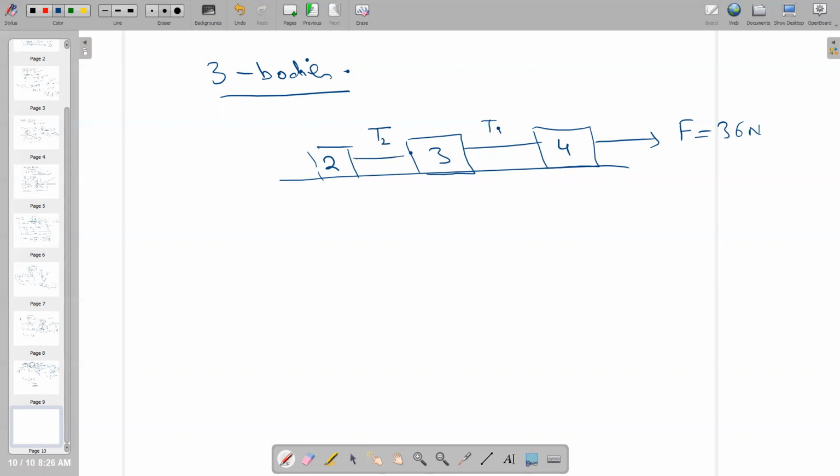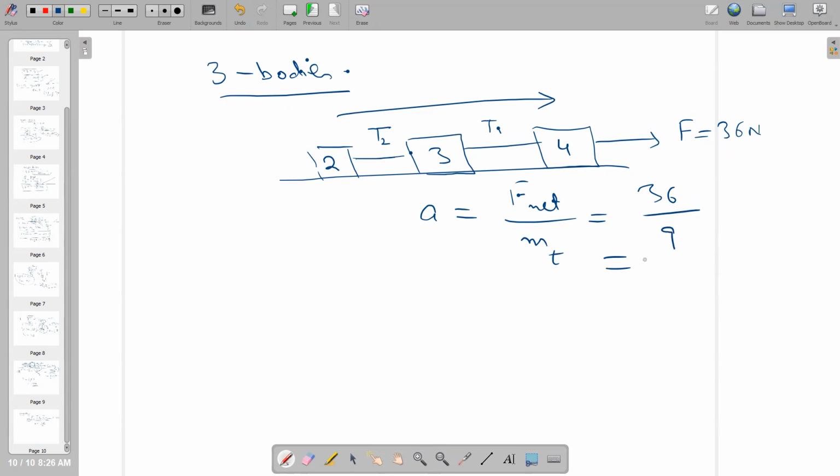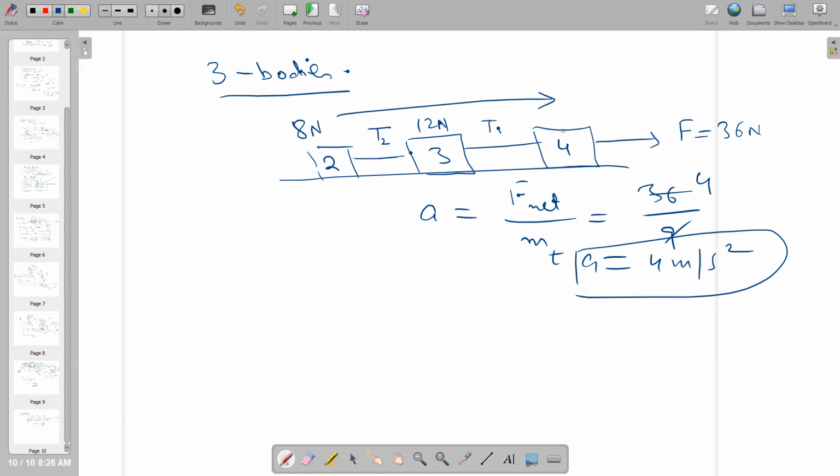So what will you do? First, you will find the acceleration, and that acceleration is the combined acceleration. So acceleration is equal to F net divided by total mass. So 36 divided by total mass, 4 plus 3 plus 2, is 9. And 9 ones are 9, 9 fours are 36. So this is your combined acceleration, 4. So what will be the individual forces? 2 multiplied by 4, 8 Newton. 3 multiplied by 4, 12 Newton. 4 multiplied by 4, 16 Newton.